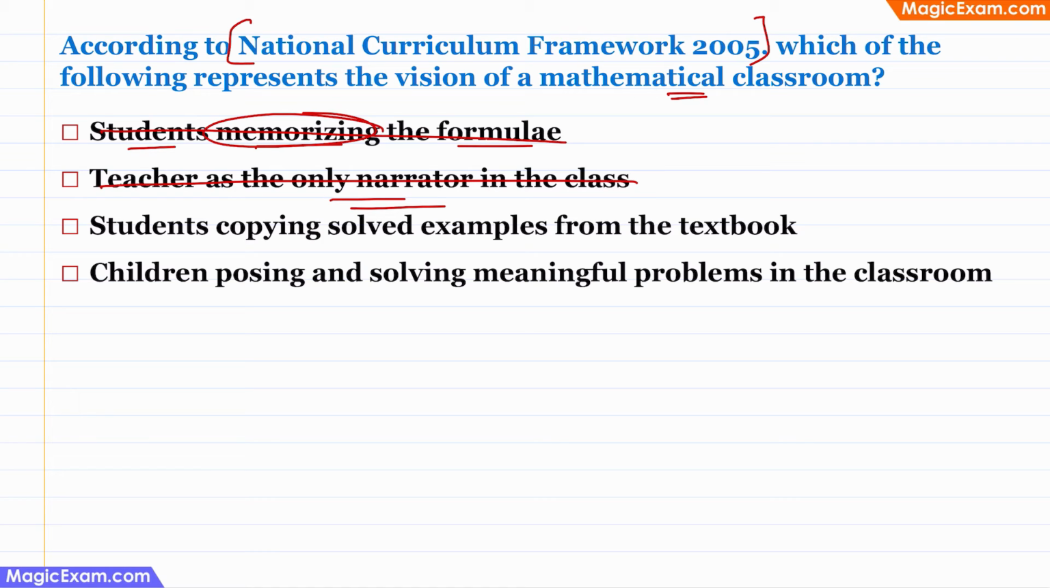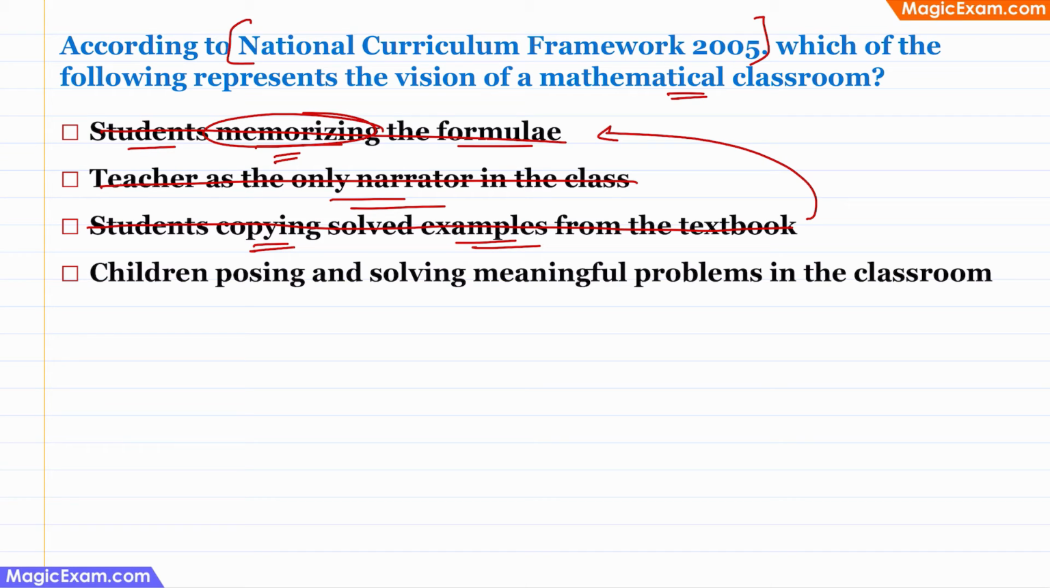Next, students copying solved examples from a textbook. If they're just copying solved examples from a textbook, how do you know that they have actually understood what they are copying, right? So this is as good as just memorizing something without understanding. Therefore, this is incorrect because NCF does not say this at all. It says that just copying or memorizing should be completely avoided.